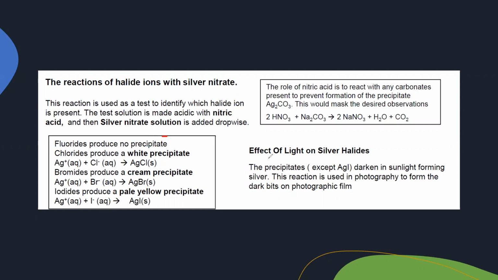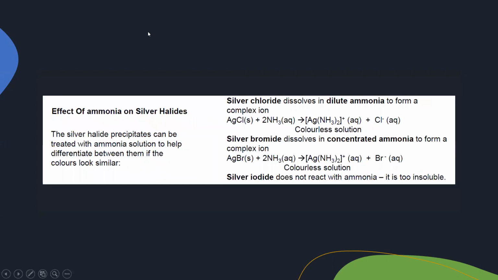If we leave these precipitates in sunlight, they will turn gray or black, or darken, because of the formation of the metal. For example, in silver iodide, silver metal is formed. That's why it will turn dark. So the precipitates except silver iodide darken in sunlight, and this reaction is used in photography. For example, silver chloride turns into silver atom and chlorine molecule in the presence of ultraviolet light. So if the precipitates are left, they darken. You have to learn this.